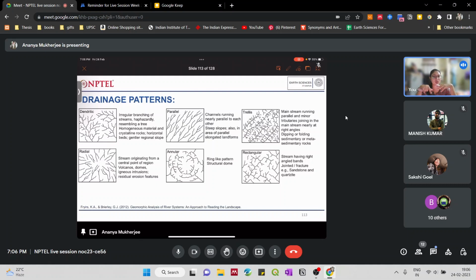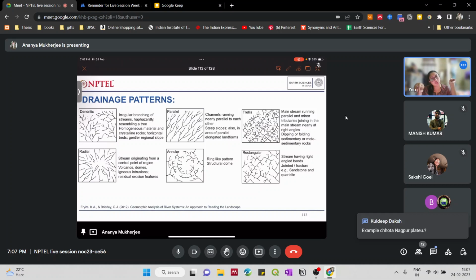Then you have annular. They are ring-like patterns. There's a difference between radial and annular. In annular, the main streams form a ring sort of pattern, whereas radial originates from a central elevated area and then flows down.